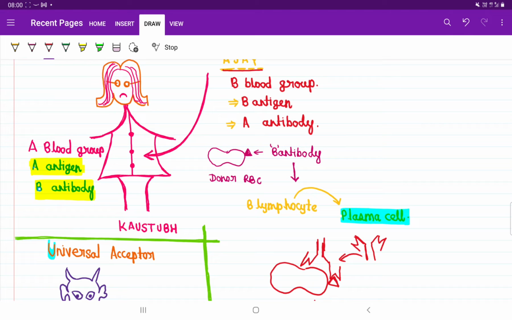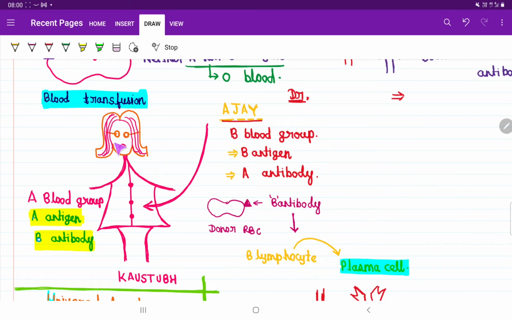Now what kind of situation is created? See, if this acceptor has A blood group, that means he has A antigen and he has B antibodies all over his body. Now the blood which was transfused here is B blood group, so B antigens are present on its red blood cells. Sorry, it should be B antigen. Now this donor red blood cell containing B antigen enters the body of the person who has A blood group. This B antigen is completely alien, foreign to the body.